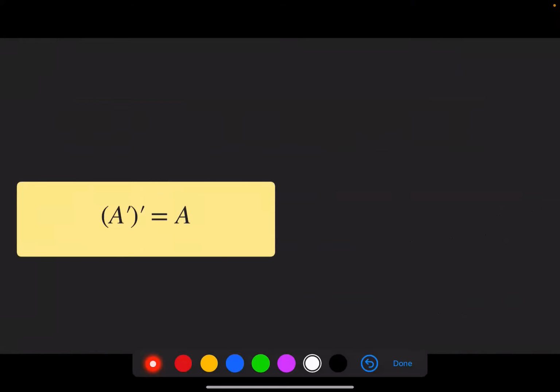Okay, so now do you think you can understand this? If I take A's complement and again take its complement, I should get A again.